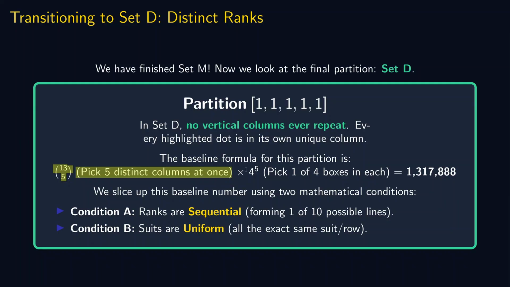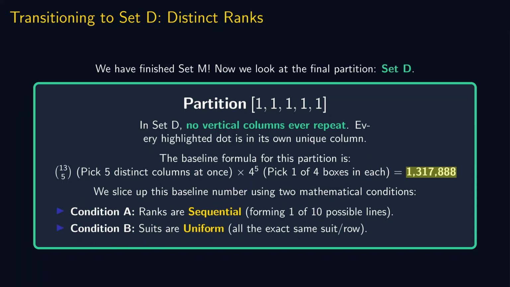Then, for each of those 5 columns, we pick one of the 4 available boxes. That is, 4 choose 1, applied 5 times, which means 4 raised to the power of 5. 4 to the 5th power equals 1,024. Multiplying these together, 1,287 multiplied by 1,024 equals 1,317,888. That is the baseline, the total number of hands with 5 distinct ranks before we apply any further conditions.